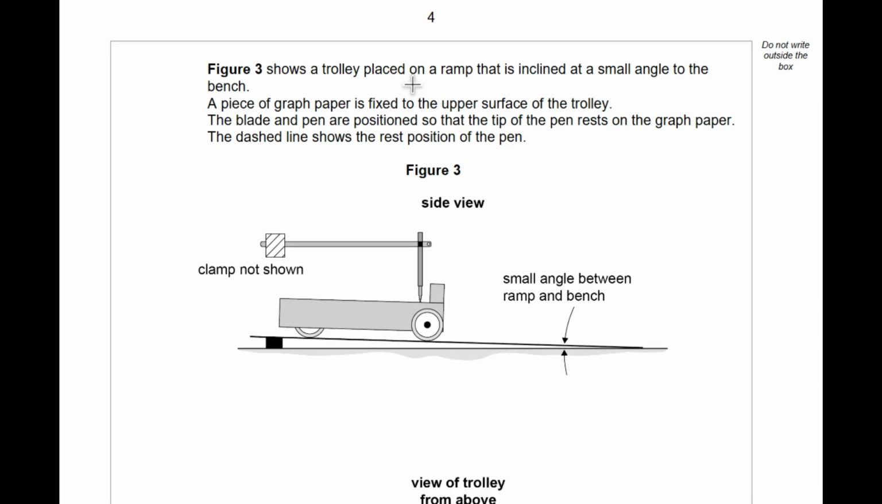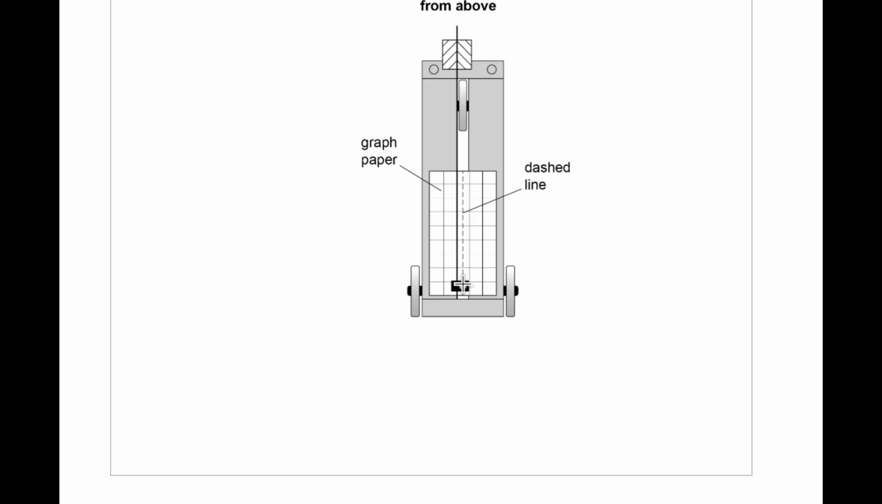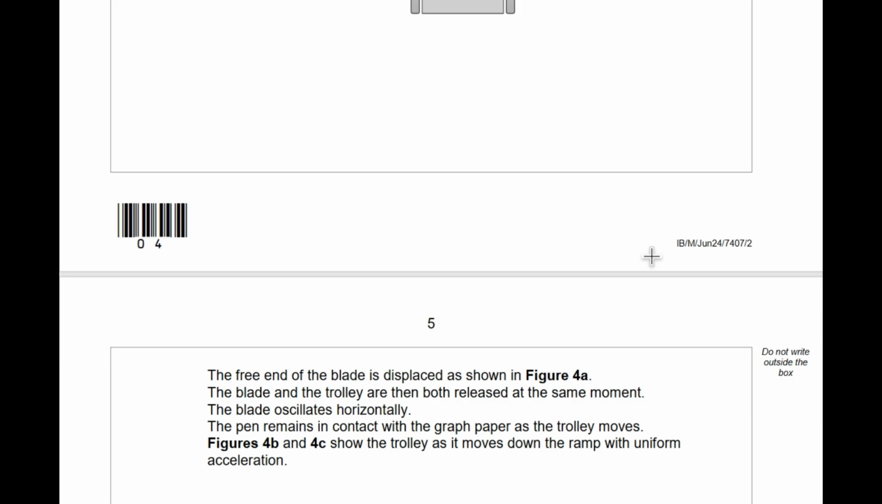Figure 3 shows a trolley placed on a ramp that is inclined at a small angle. Basically this trolley is going to move down here, and it's going to end up scribbling on what looks like a piece of graph paper. It's a bit of a classic SHM practical from year 13, just to show SHM or the sine wave that you would get. The blade and pen are positioned so that the tip of the pen rests on the graph paper. The dashed line shows the rest position of the pen. If you didn't oscillate it, it would follow this line here. But obviously we did oscillate it.